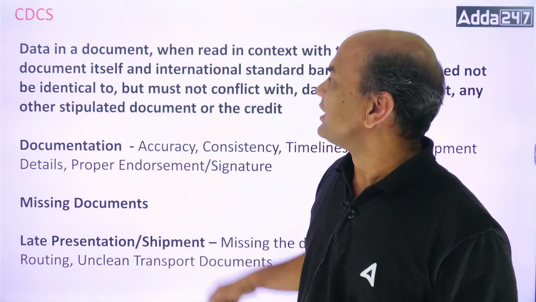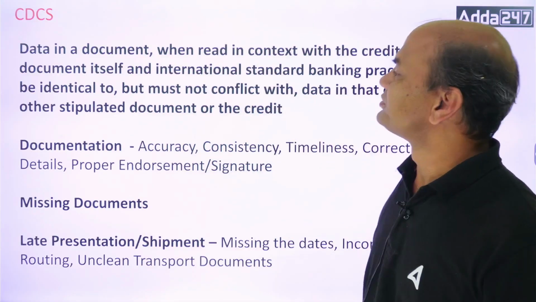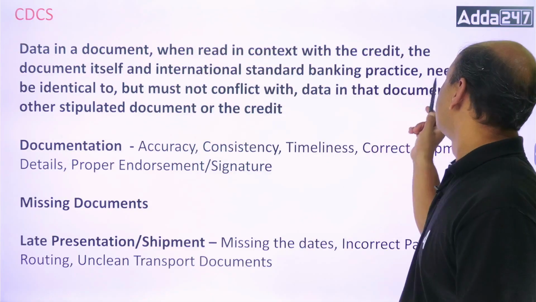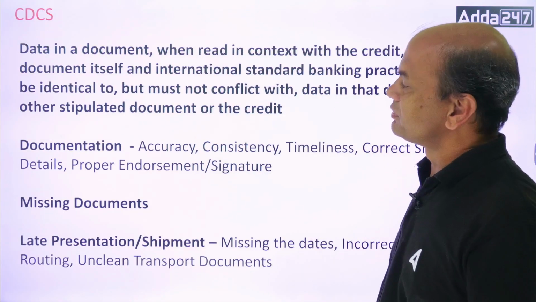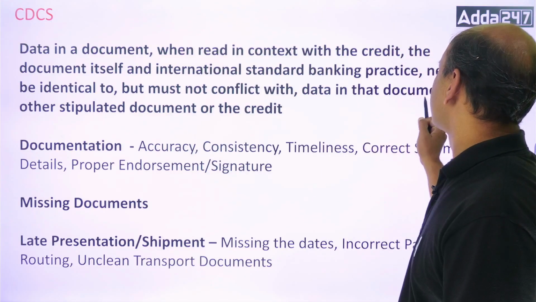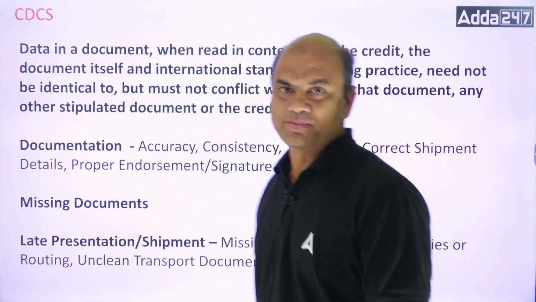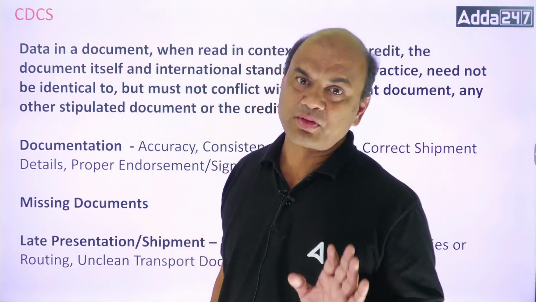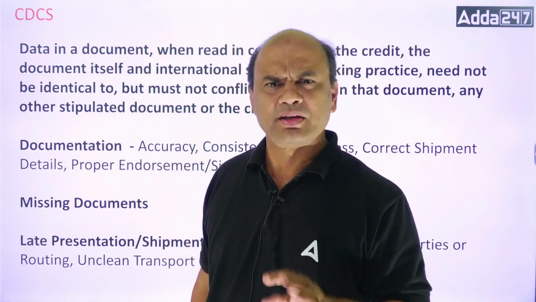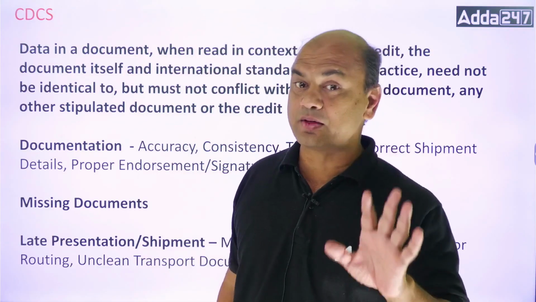Data in a document, when read in context with the credit, the document itself and the ISBP, need not be identical to, but must not conflict with, data in that document, any other stipulated document or the credit. Now you have to tell me which is the article plus sub-article in UCP. Search it. By the time we end this, you search it. I'll tell you at the end.